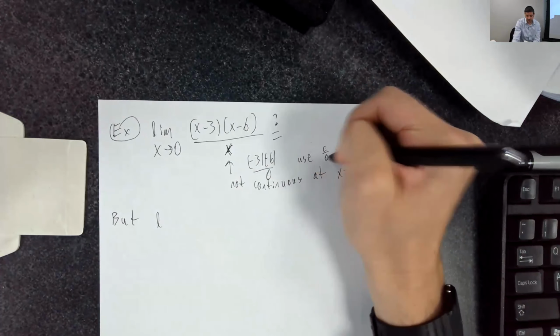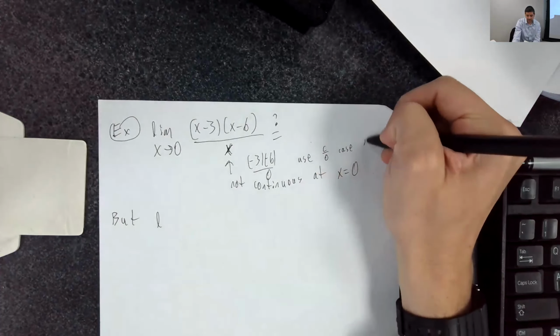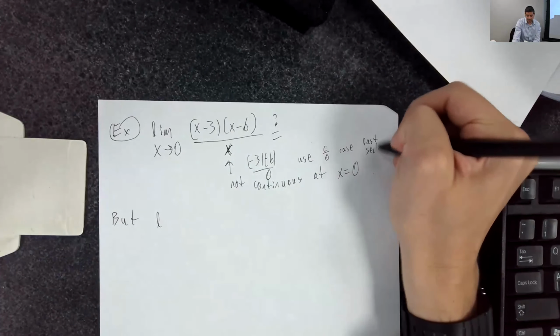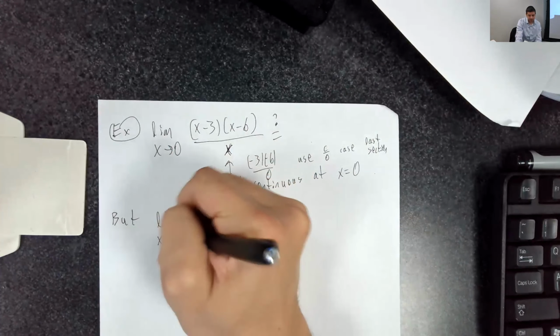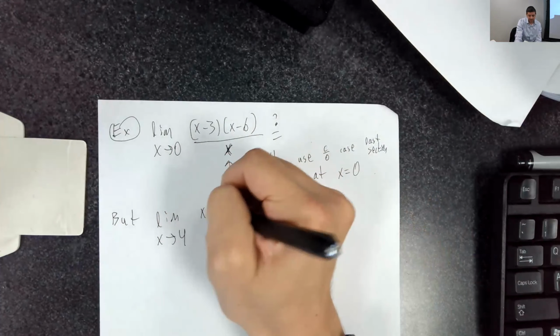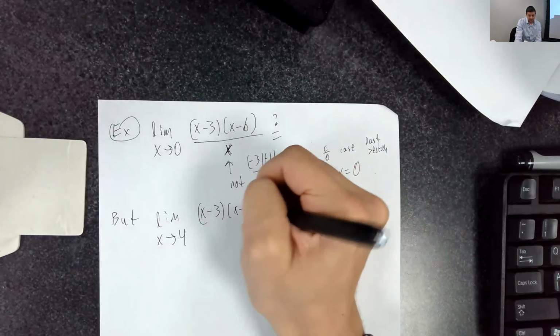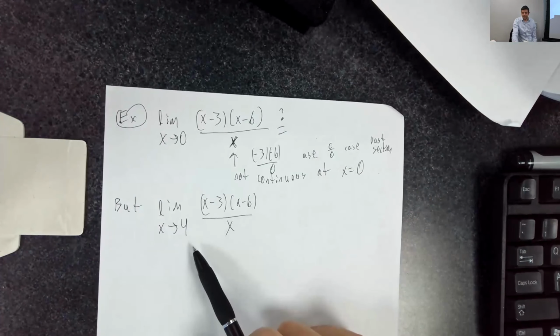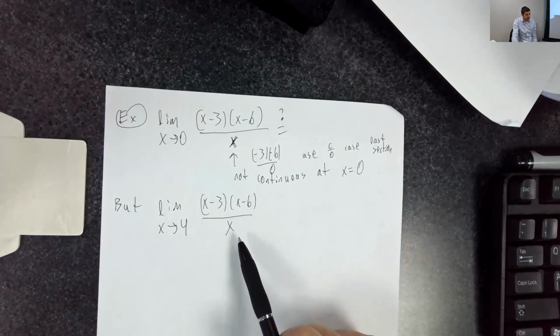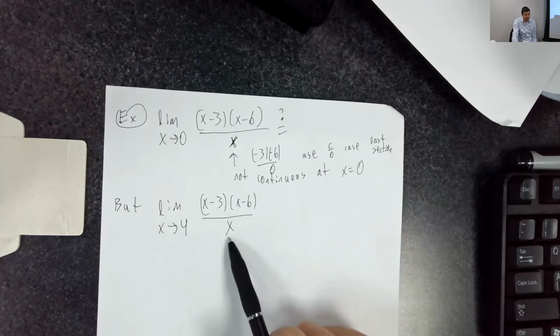So I'll just say use c over 0 case from the last section. But what if instead I do the limit as x goes to 4 of x minus 3 over x minus 6 divided by x? Is there anything bad when x equals 4? Is 4 in the domain? Is it okay to plug in 4? Yes. Okay, so that's how you're going to know it's continuous, because it's okay to plug in. Just plug in 4 and nothing bad happens.